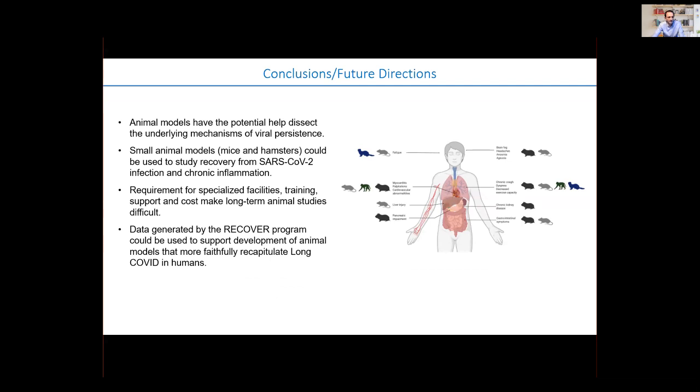So I'll just conclude by saying the animal models have the potential to dissect the underlying mechanisms of viral persistence. Small animal models could be used to study recovery from SARS-CoV-2 infection and chronic inflammation. The requirement for specialized facilities, training, support, and certainly the cost make long-term animal studies difficult. And certainly, I think the data generated from the RECOVER program through all the different clinical studies could be used to support development of animal models that more faithfully recapitulate what's observed for long COVID in humans.